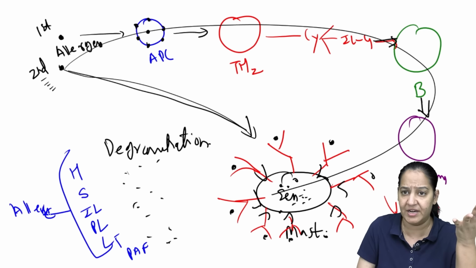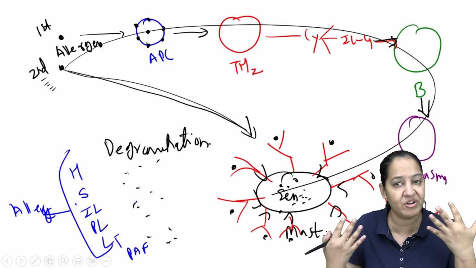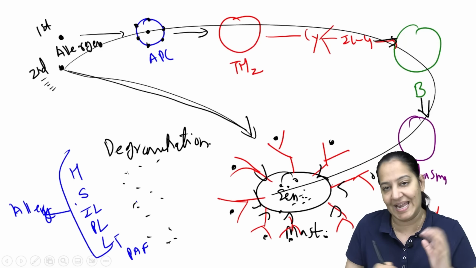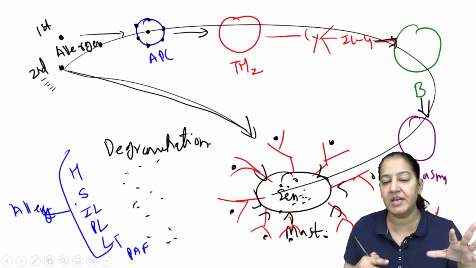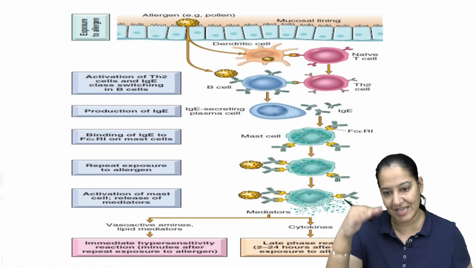These are the various effects of the allergy. They cause bronchoconstriction, they cause vasodilatation, they cause increased permeability, leading to edema, leading to respiratory problems. They cause allergy. This is the mechanism of the allergy. I hope you got the sequence of the cells and the complete sequence, right? So let me show you the same here also.